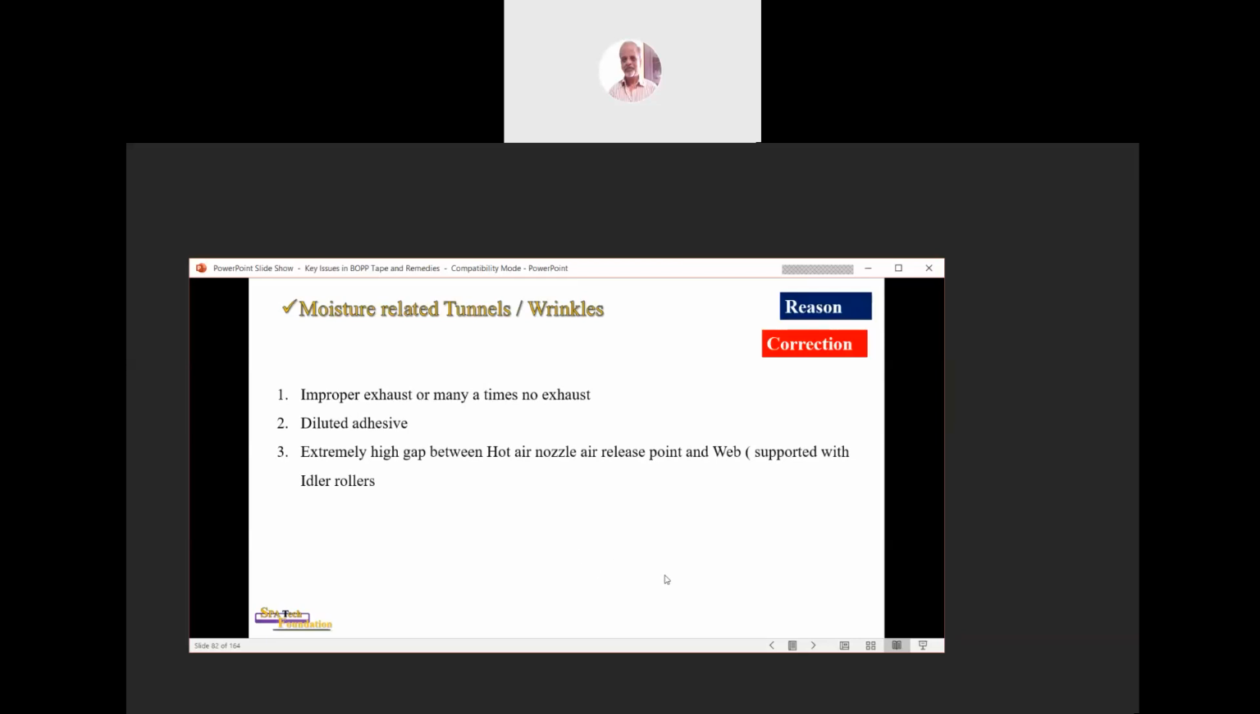Extremely high gap between the hot air nozzle air release points and the web supported with idler rolls, low ambient temperature, especially in winter or rainy season. In rainy season, another associated problem is very high humidity in the air. This problem is there in areas where the plants are situated near coastal areas, where the humidity is always high. Improper air changing cycle, lack of fresh air inside the drying tunnel.